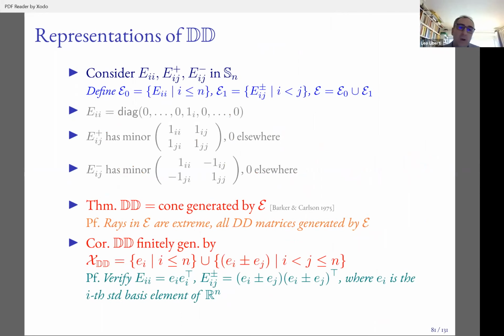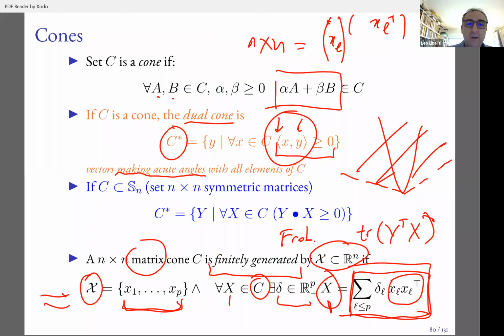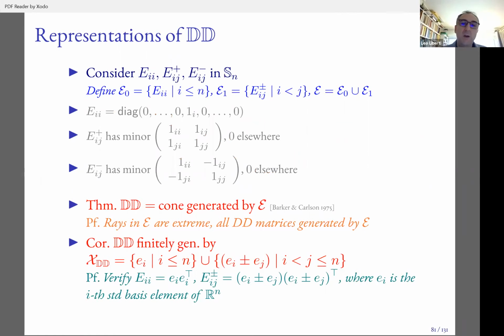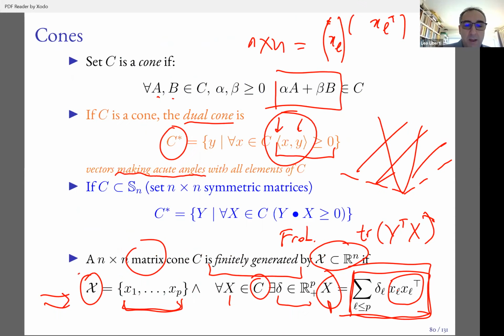And now we look at how we represent the diagonally dominant cone. Many representations are possible, but a representation in this form is possible here because we've seen that the diagonally dominant cone is in fact a polyhedral cone. It can be written as an LP. So we can take the extreme rays of the cone, and if we find them, they will certainly be finite in number. So their set calligraphic X will have this property.